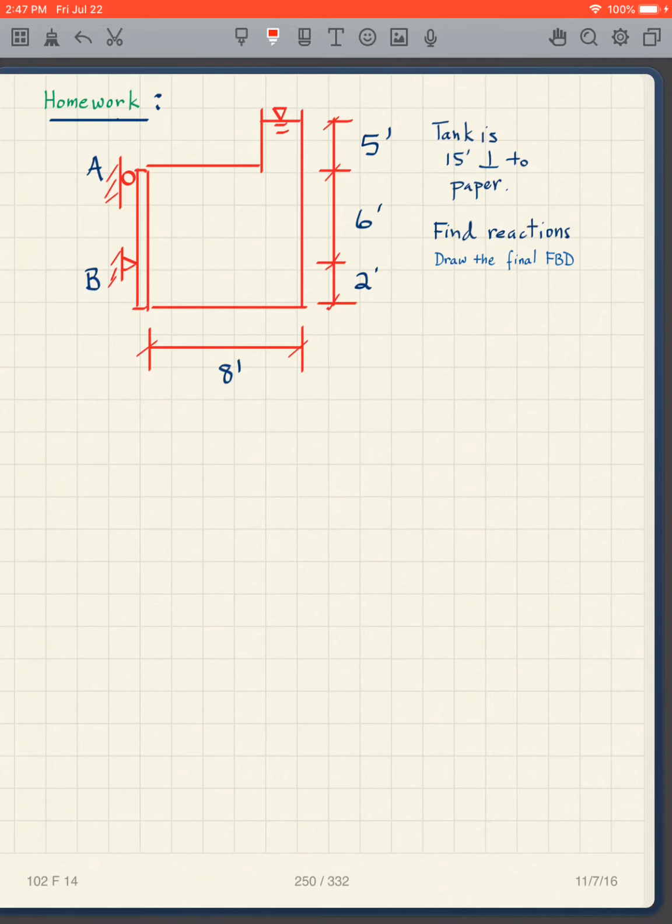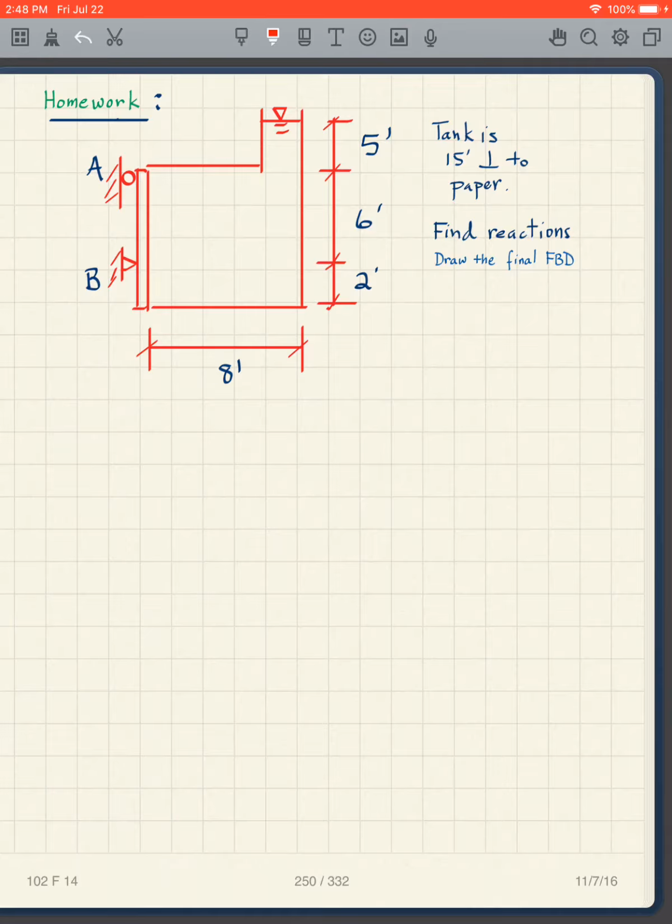So this is a homework problem for you. Let's take a look at this. Again, I have a wall here, and I have it pinned at B, roller at A. Very similar to what we just did, except now the tank I can go higher than the wall here. So it goes up higher. So that's one difference. The other thing is the tank is 15 feet perpendicular to the paper, so I want you to take 15 feet. And we're going to find the reactions and draw the final free body diagram for the wall.